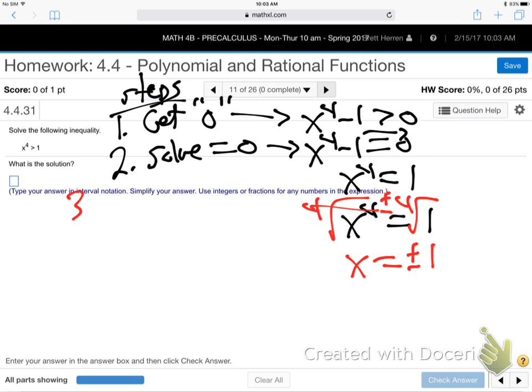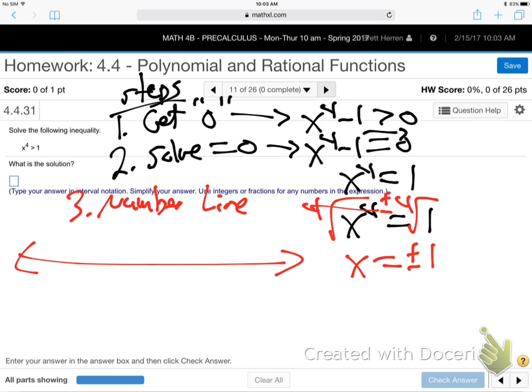Okay, step 3, remember number line? You take those answers that you just got, -1 and +1, and you put them on the number line. That's like taking a stick and cutting it in 2 places. Now we have 3 sections. We always have one more section than we do breaks. So 2 breaks, 3 sections.